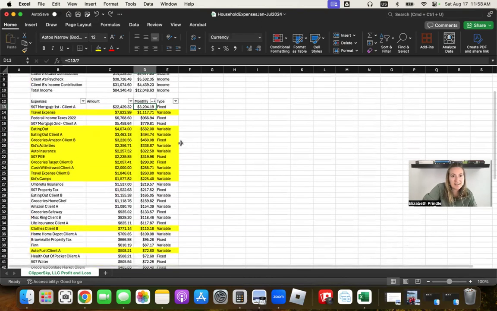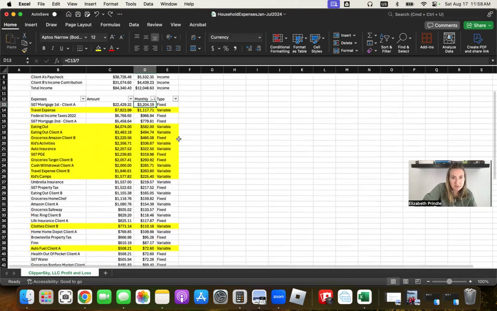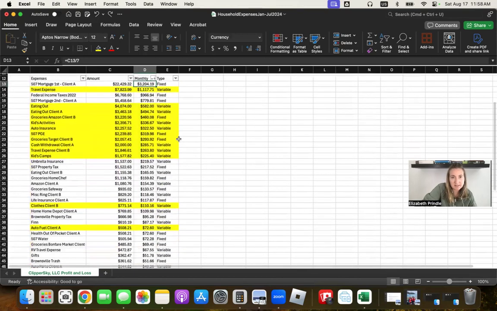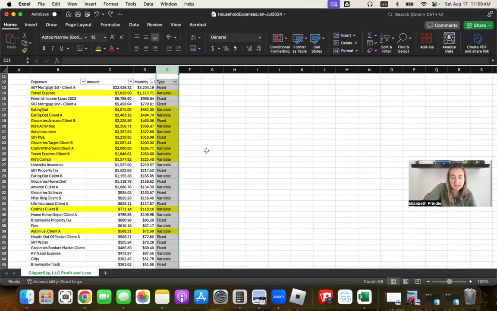Now, there's an additional component here when you're doing expense tracking called type. And we identify fixed versus variable. Fixed expense is going to be like a mortgage or a rent payment. It's the same every month, no matter what. I'm going to say fixed, right? Lowercase f, not quite this uppercase f.